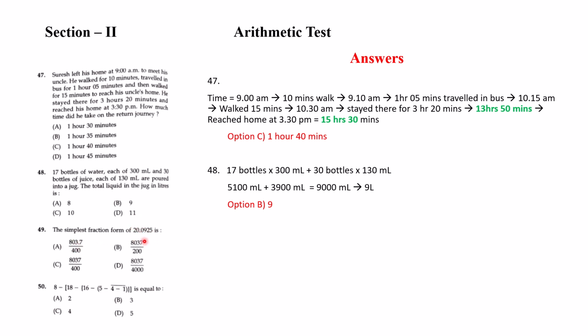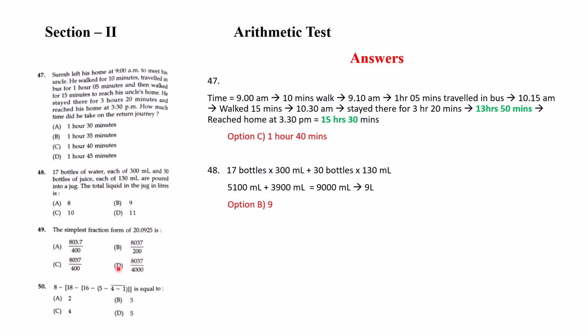Now, this would be 8000 divided by 2000, which would give me 40. If I cancel out these two zeros with these two zeros, that would be 80 by 2 would be 40. Therefore, again, this is not the correct answer. Coming to option C here, this would be 8000 divided by 400. So that would give me 20. So let us keep this aside because this can be a possible answer.